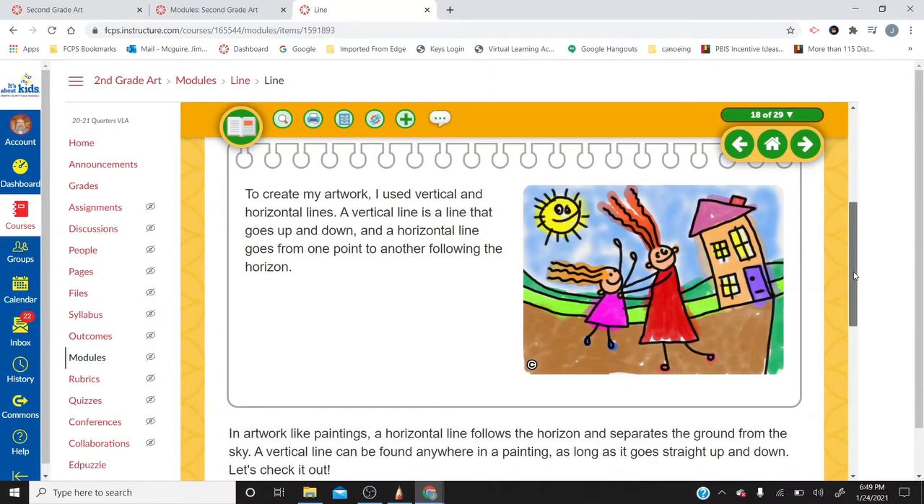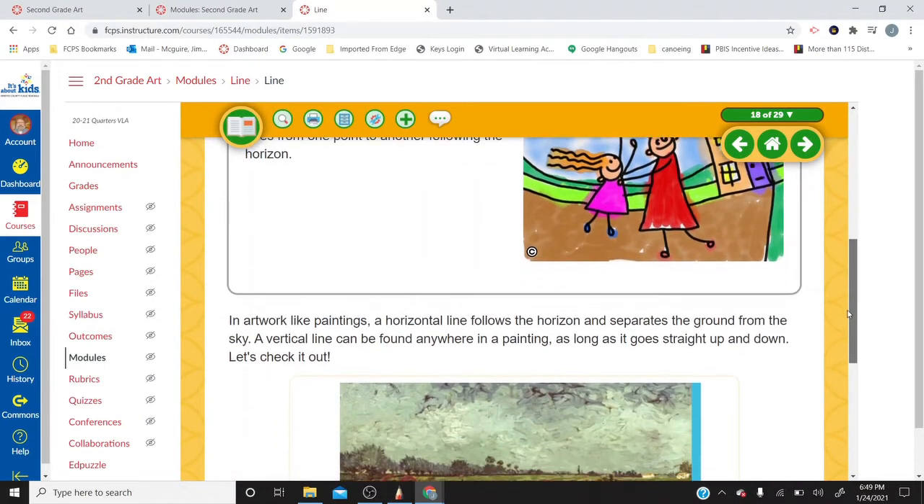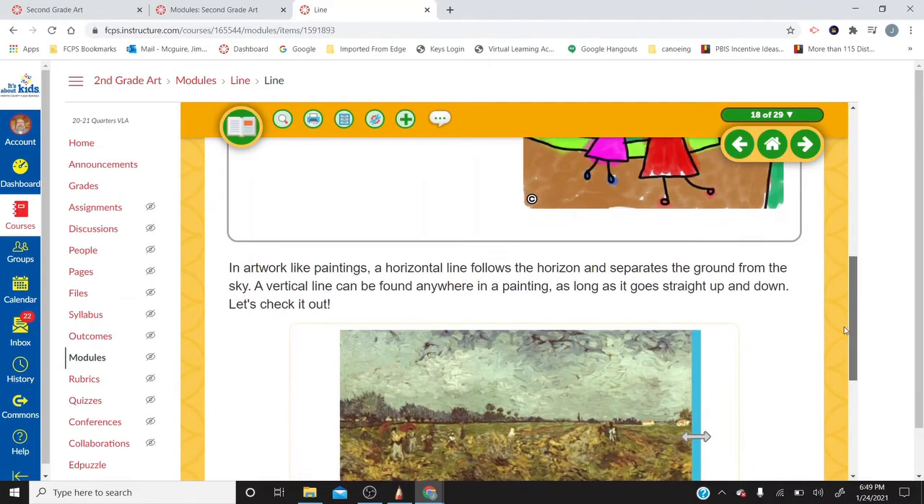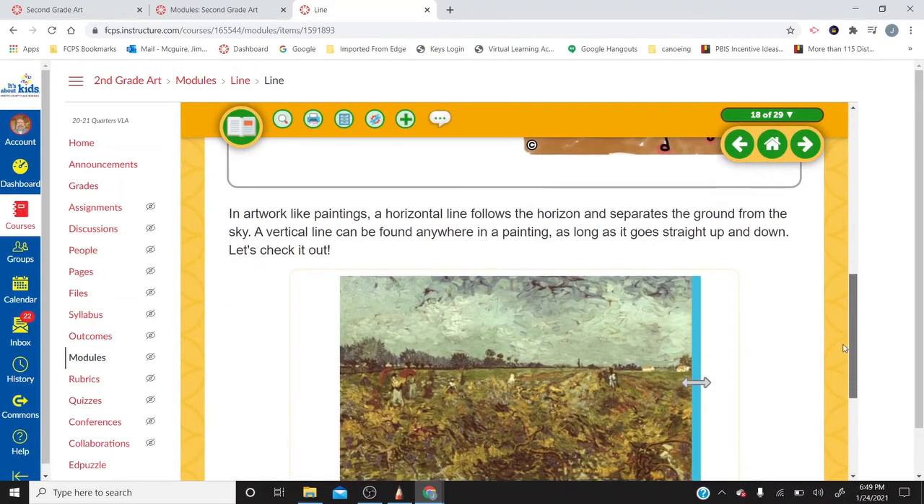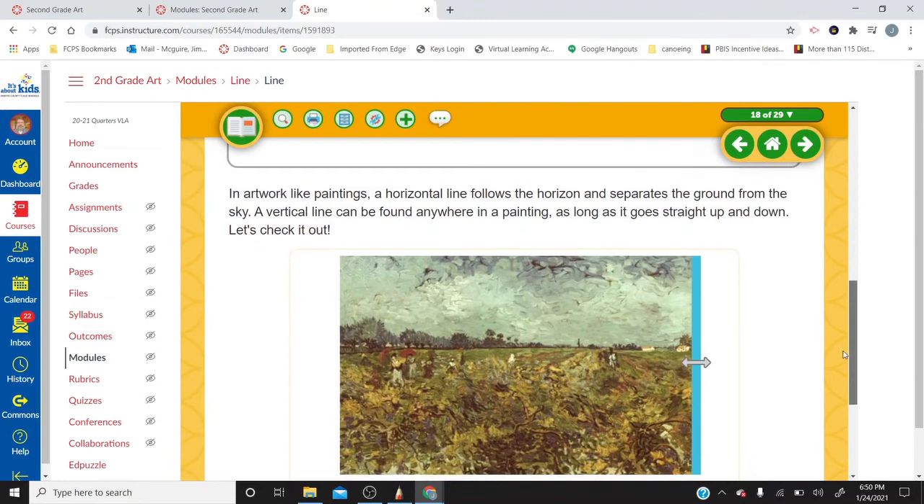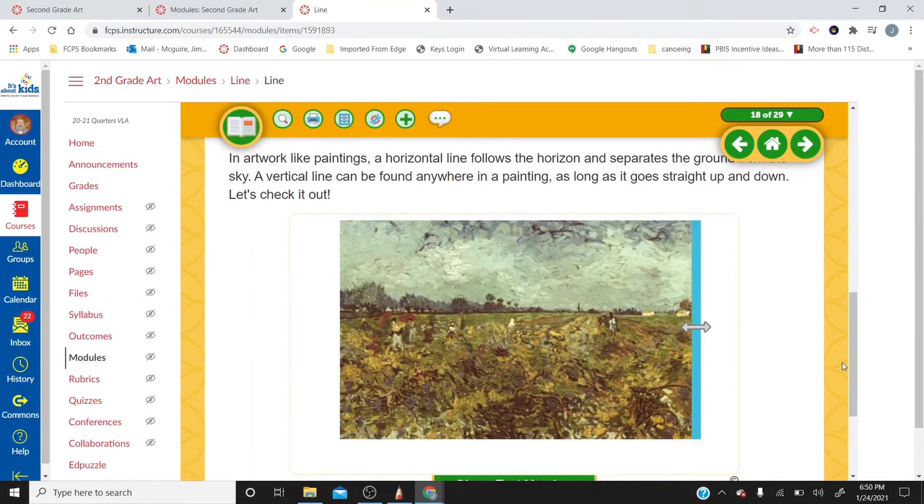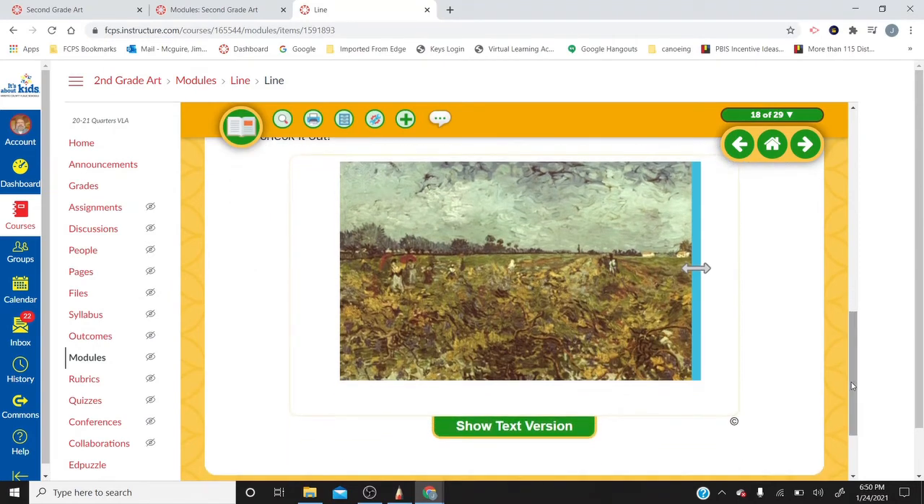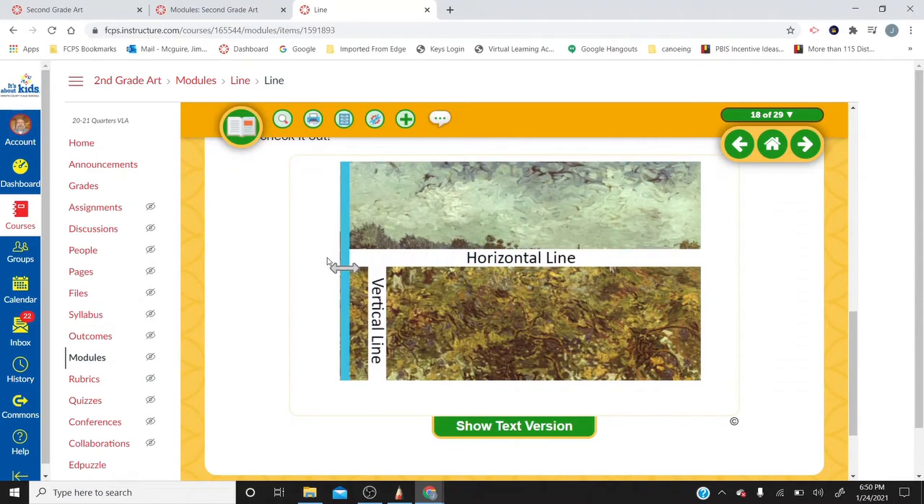In artwork like paintings, a horizontal line follows the horizon and separates the ground from the sky. A vertical line can be drawn anywhere in a painting as long as it goes straight up and down. Let's check it out. In this instance, they're showing you where the horizon line is, and it's right here. We can scroll across and see that horizon line. That's a horizontal horizon line, and this is a vertical line that we're drawing across with.